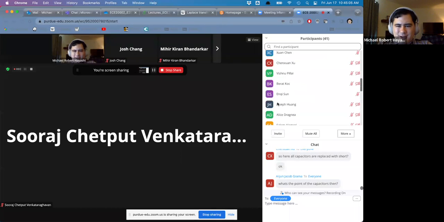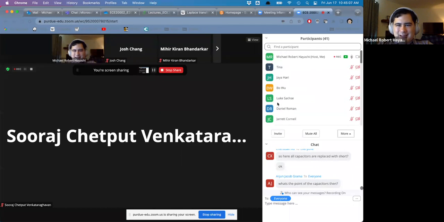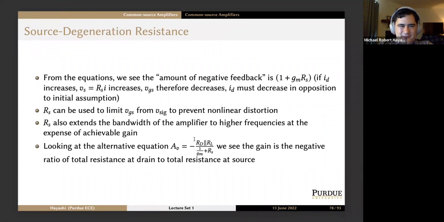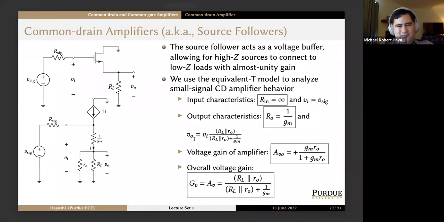Not hearing any questions. I'm going to use the last 4 minutes and 50 seconds to cover a new amplifier, previewing some stuff we're going to discuss on Monday. Here is the common drain amplifier, also known as the source follower. The source follower acts like a voltage buffer. It allows high impedance sources to connect to low impedance loads with almost unity gain.